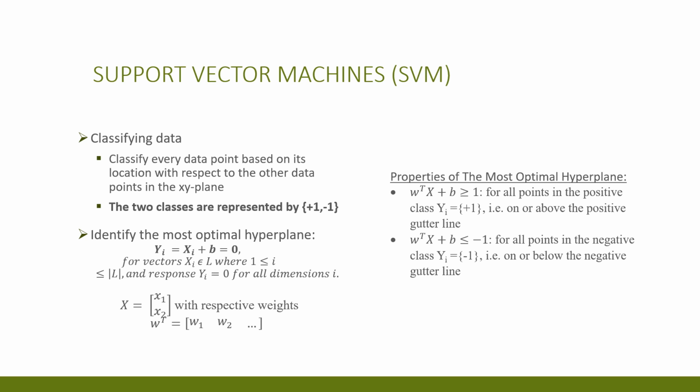Same goes for the negative class. The transpose of the weight vector times x plus b is less than or equal to negative 1 for all points that are a member of the negative class, yi equals negative 1.